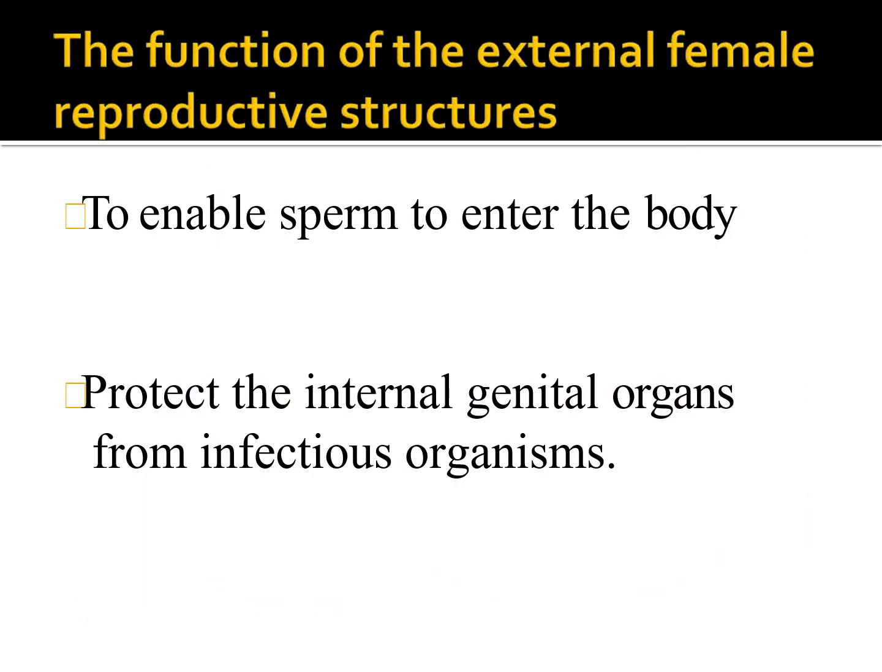The function of the external female reproductive structures includes enabling the sperm to enter into the body, and protecting the internal organs from infectious organisms. Already I have told you that the vagina maintains the normal pH of 4, and it gives protection against the invasion of microorganisms from outside into the body.